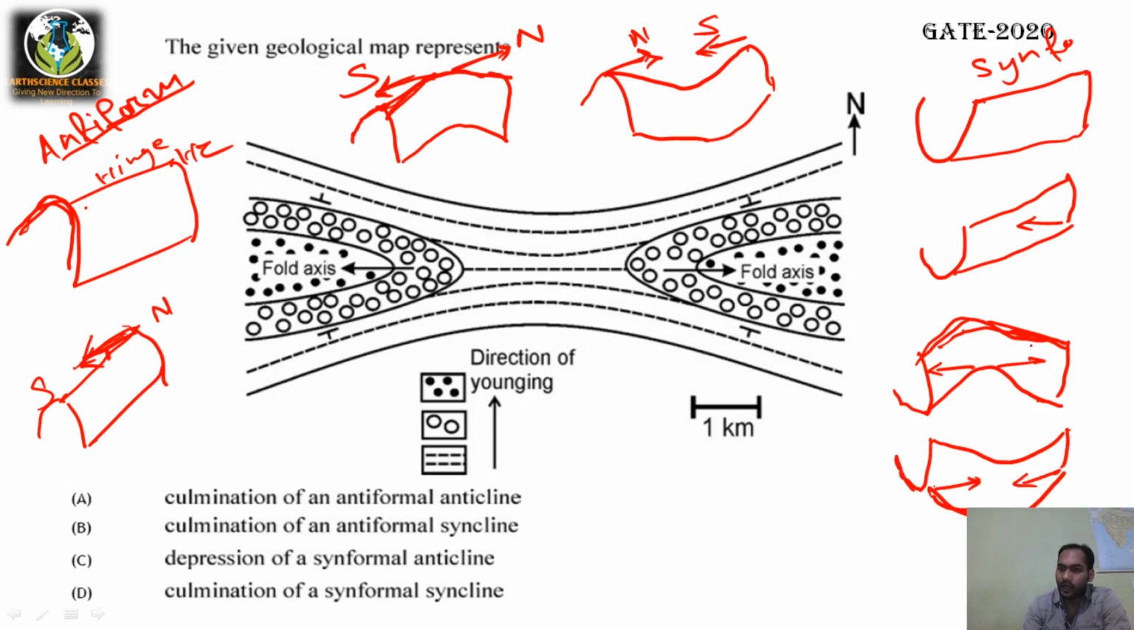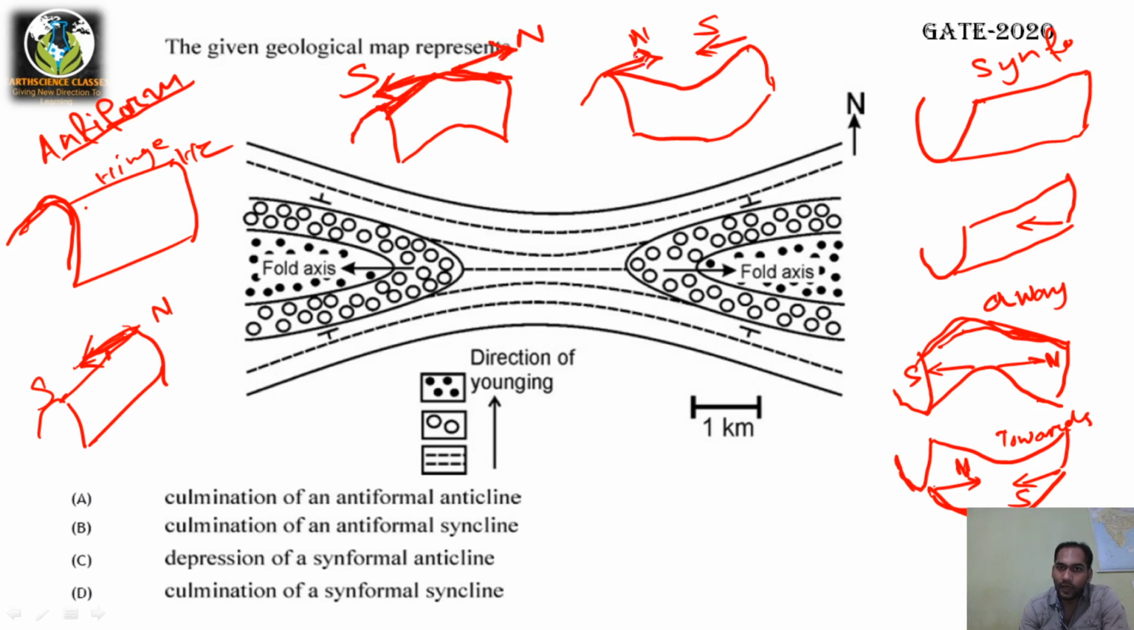It is plunging away. Suppose it is north and south. So here the hinge line is plunging towards, and here it is plunging away. Okay, so one thing you mark here: if arrows are away from each other, you can see it is culminating.